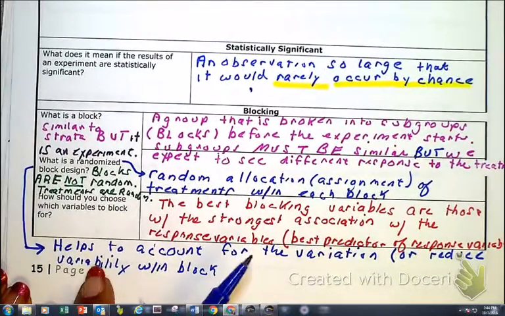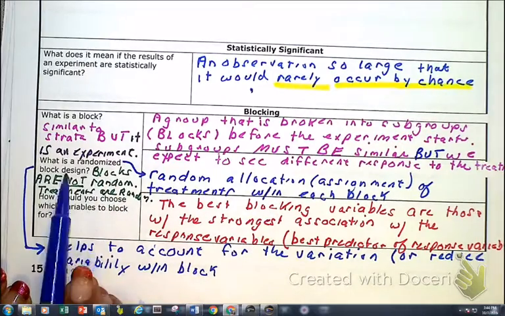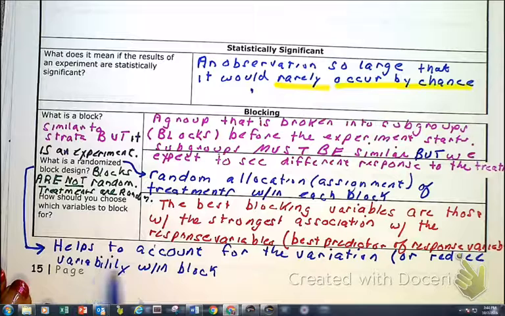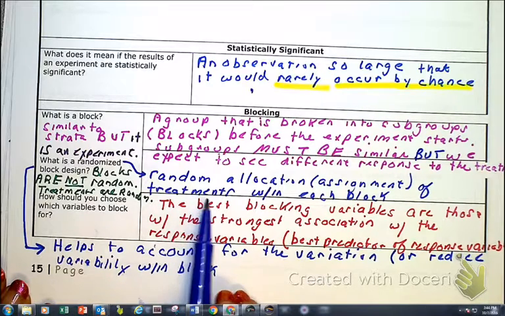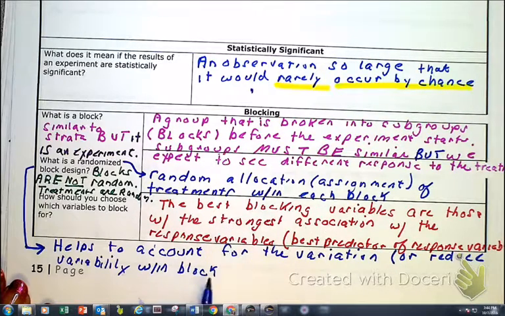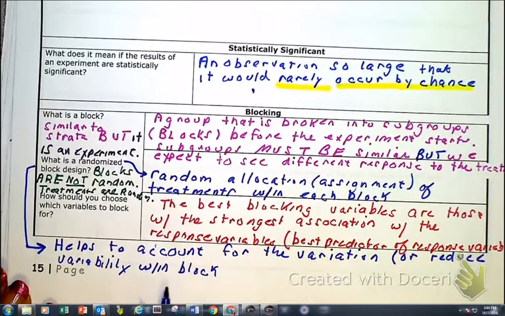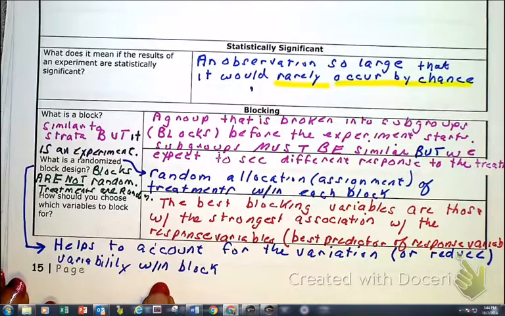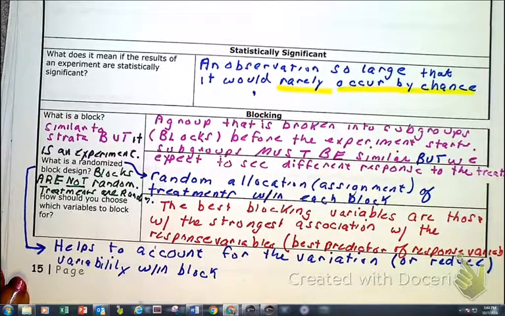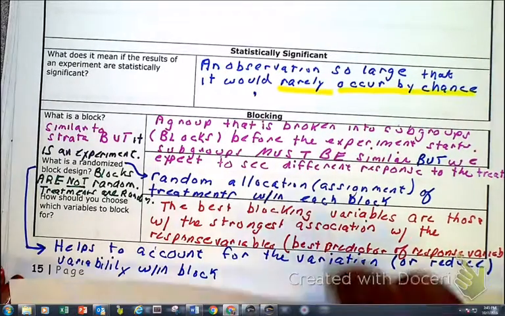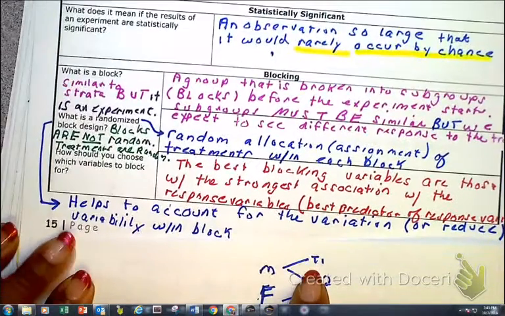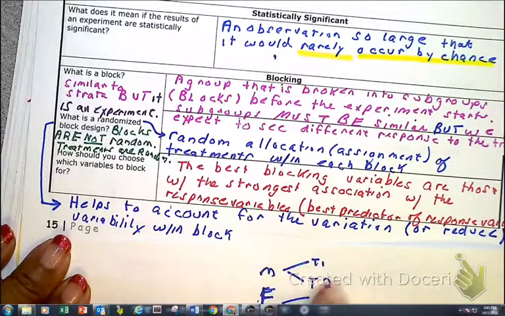Something else that I wanted to mention that I didn't mention up here, what is a randomized block design? Not only does it randomly allocate or assign the treatment, it helps us to account for the variation, or the reduction of the variability within each block. So I've got my males, I've got my females. A male is a block. So here, after I have my males, then I'm going to randomly assign treatment 1 and then treatment 2. So that's going to reduce variability.